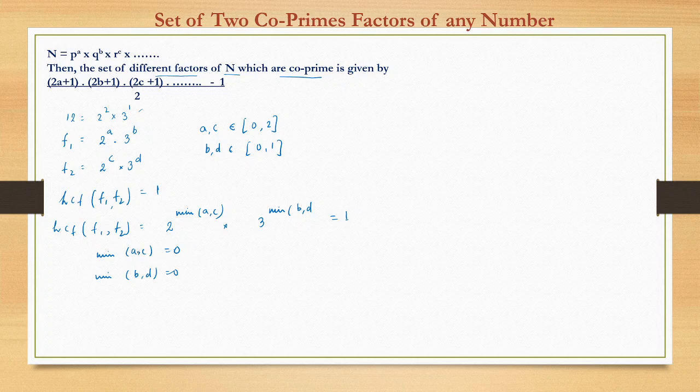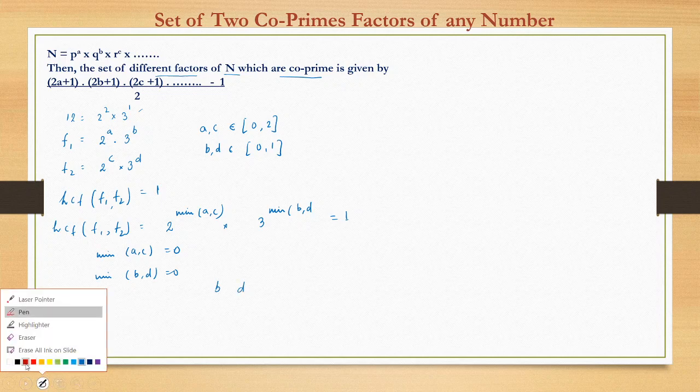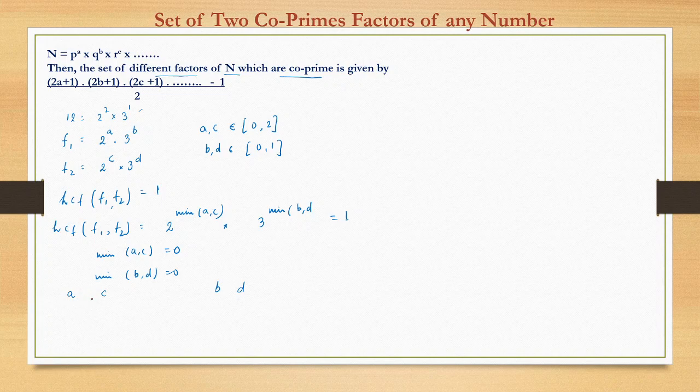So suppose, A C, and here we'll see for cases for B D. So what does this mean? Either the minimum of A comma C has to be 0. So suppose A is 0. So C can take what values? From here C can take values 0, 1, 2. So let us take 0, 1, 2, and A is 0.